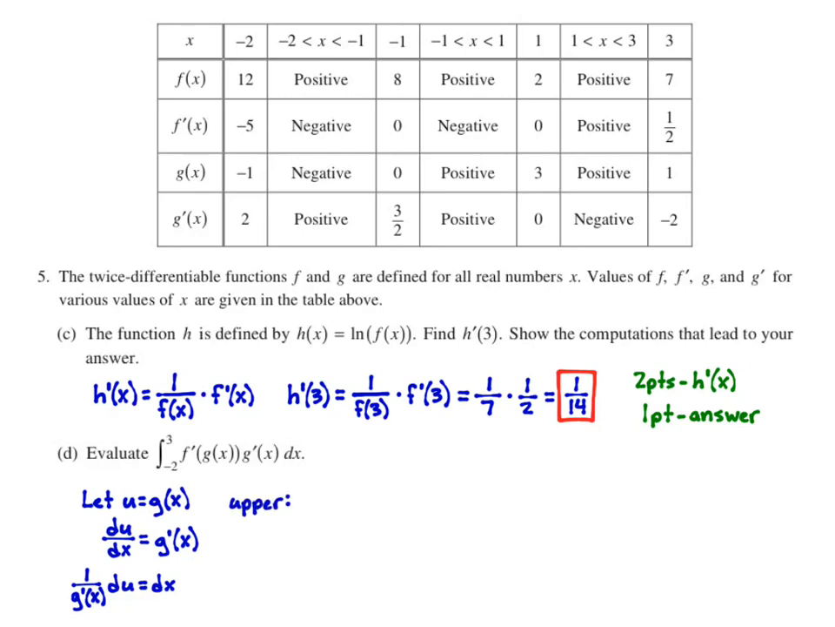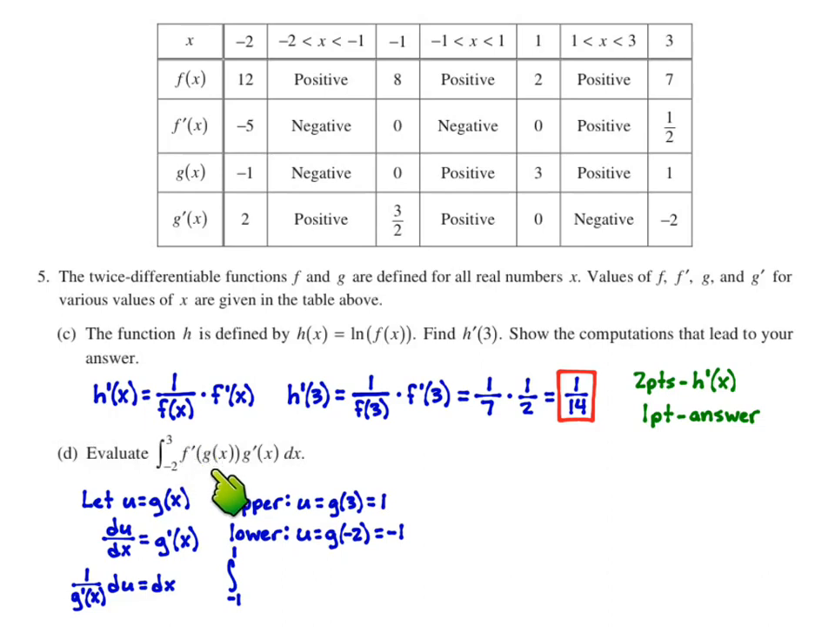You need u values. So we're going to figure out our new upper limit by plugging in 3 into our u function. So we're going to say u equals g of 3, and then up here in the chart we've got g of 3, which is 1, so we can state that. And then our lower bound is going to be plugging in -2 into our u function, so we end up with u equals g of -2, and then g of -2 is going to be -1. And so we can say we have the integral from -1 to 1, because those are our u bounds, and now we're going to do some substitution here.